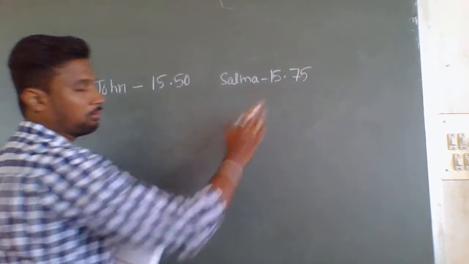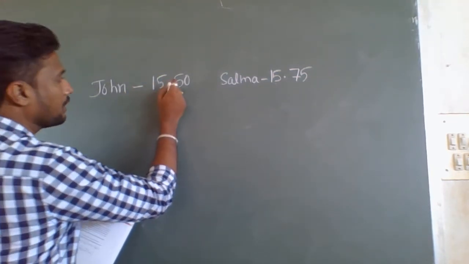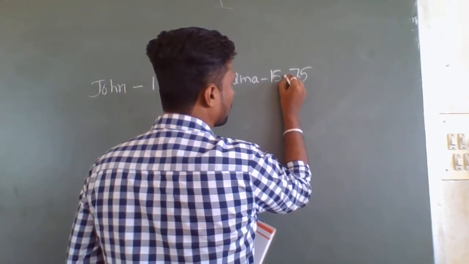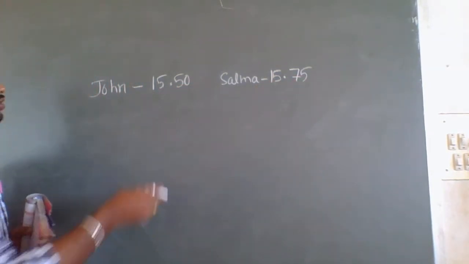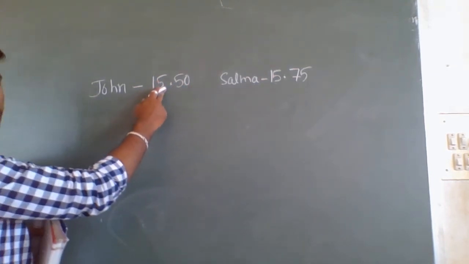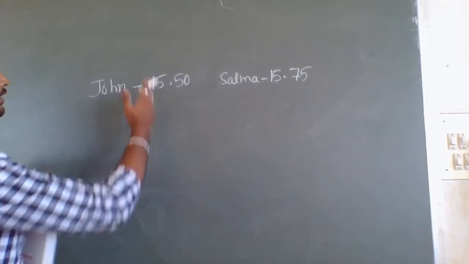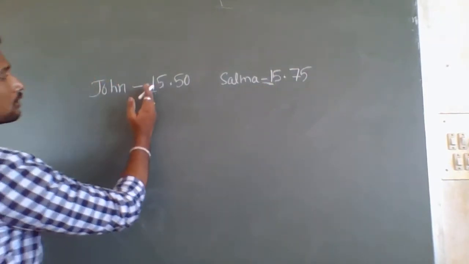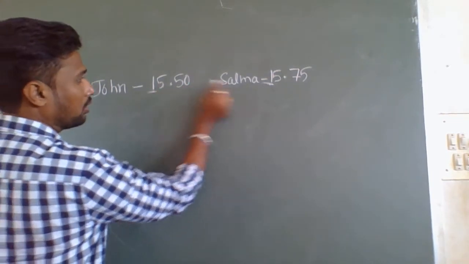While comparing these two decimal numbers, what do we have to do? First, we should compare the numbers on the left part of the decimal point. On the left part here, 15 is there, and here also 1 and 5. We should compare the left part numbers starting from the leftmost digit. Starting from the leftmost digit means here 1, and here also 1.